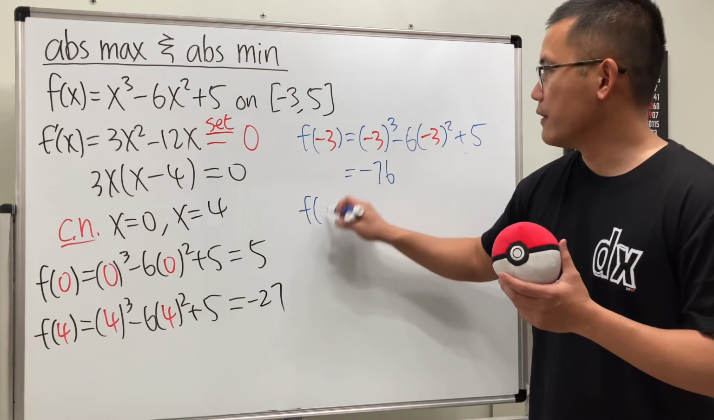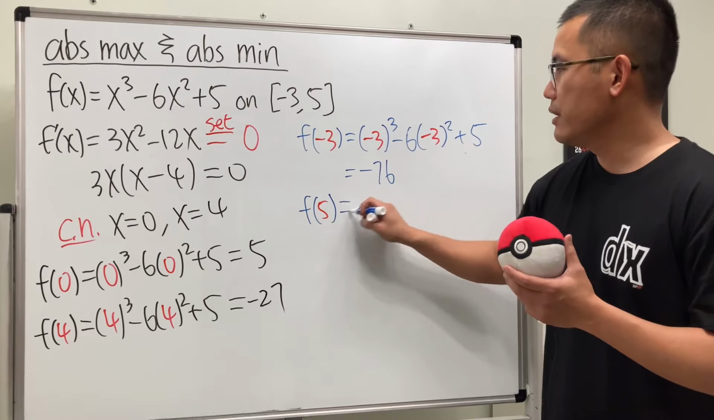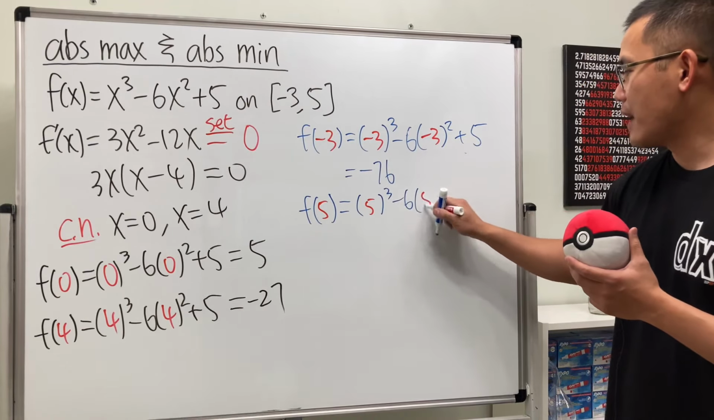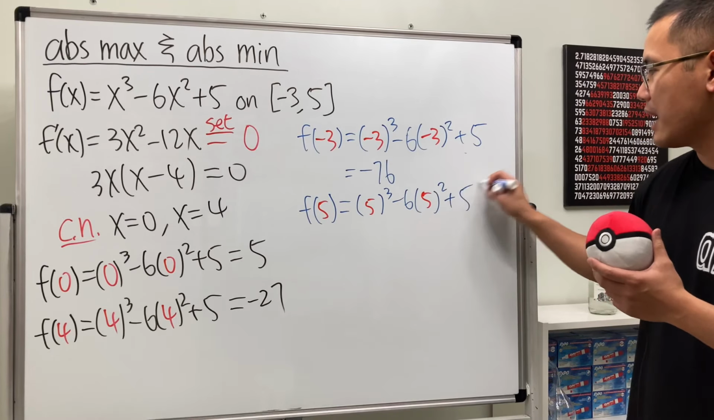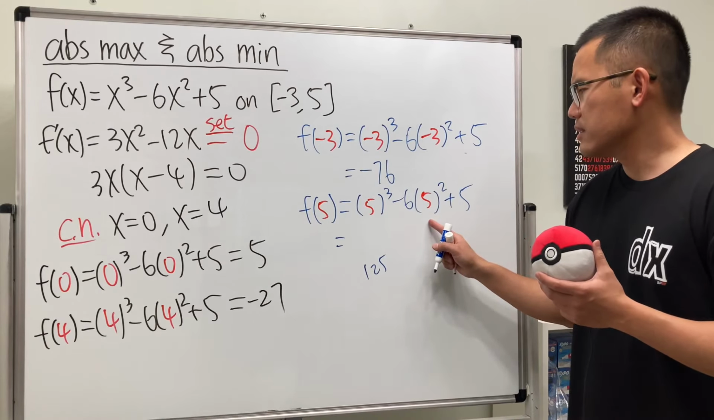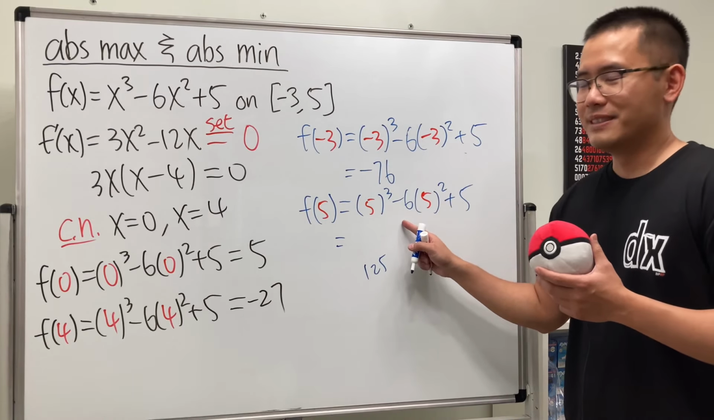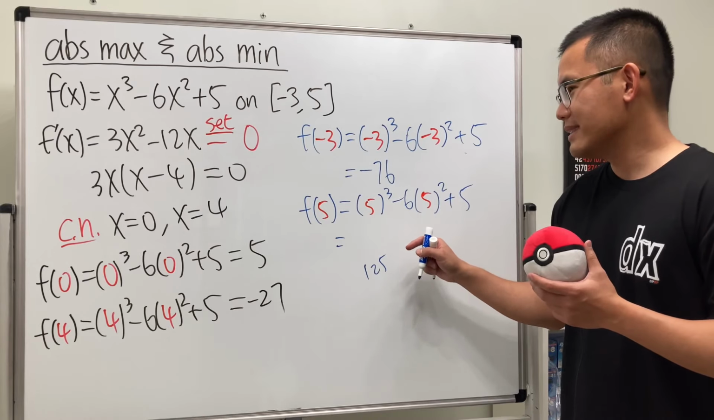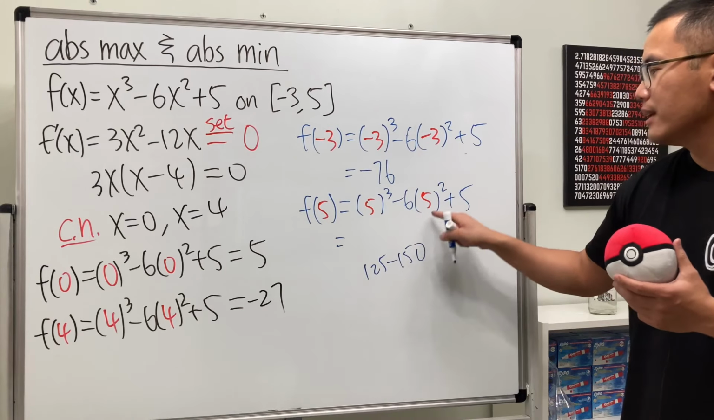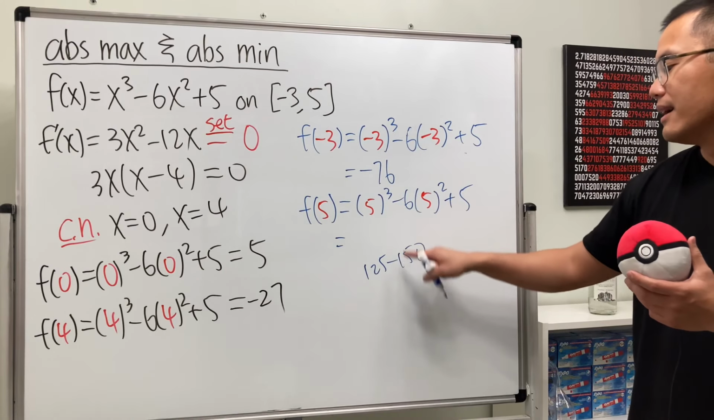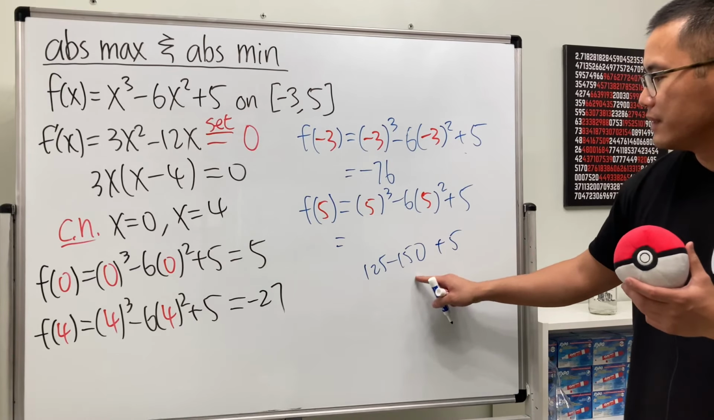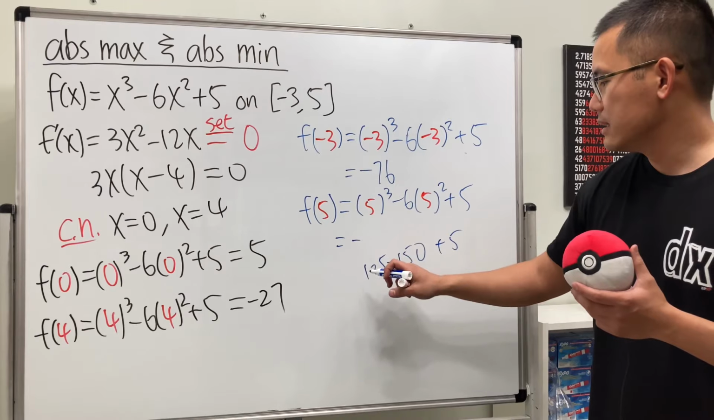Alright, lastly, f of 5. This right here is 5 to the third power minus 6 times 5 squared and then plus 5. And this right here is 125, and 25 times 6 is 150, so minus 150, am I right? 25, yeah, and then plus 5. Okay, that's 130. Minus 150 is minus 20.